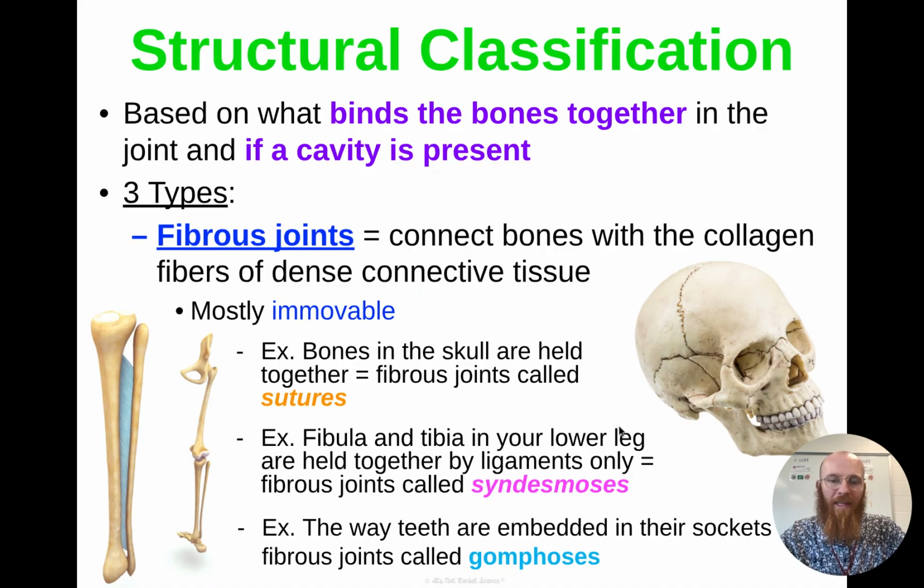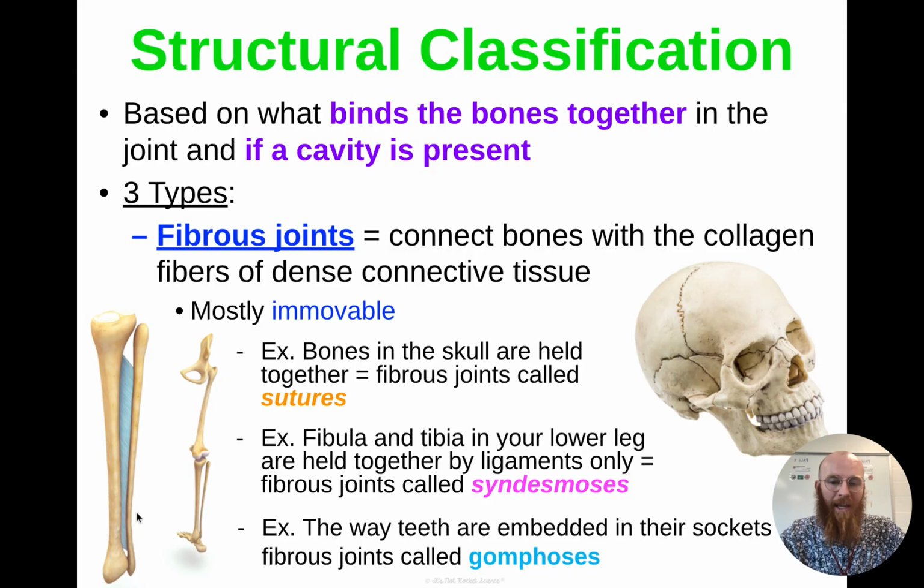Another example would be the fibula and the tibia in your lower leg, right? So you see the tibia here on the left and the fibula on the right. Okay, so remember this tibia is mainly weight bearing. Your fibula is there more for stability and support. So these are another example that they're held together by ligaments only. These fibrous joints that are held together by ligaments only are called syndesmoses.